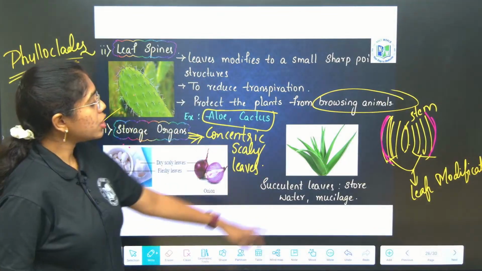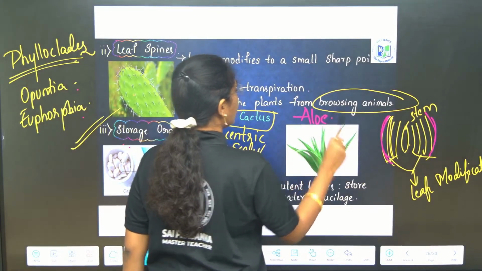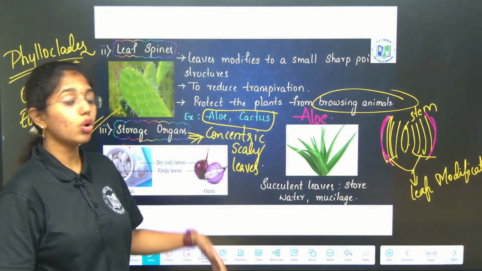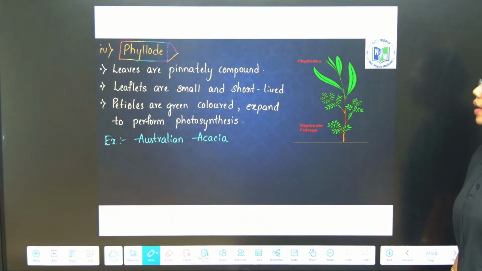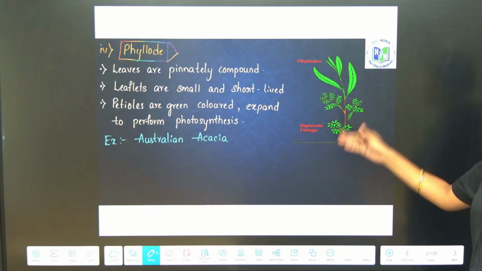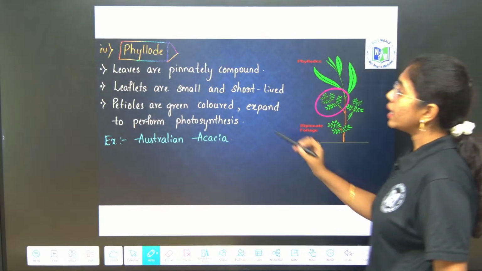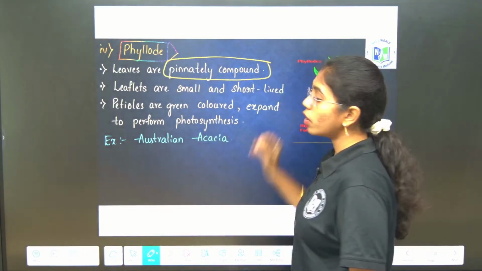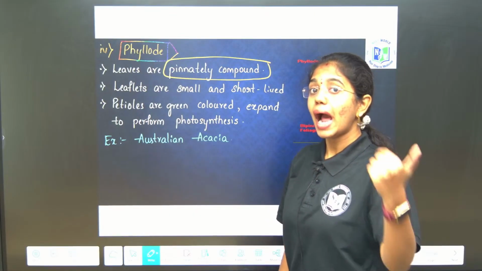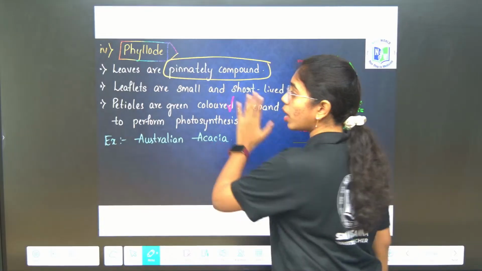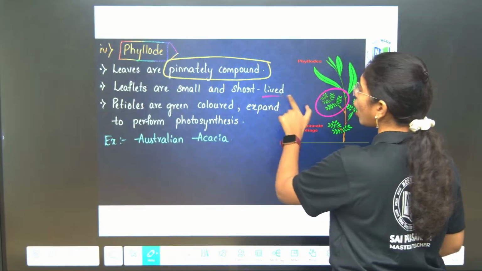Fine, right? And succulent leaves you can see in aloe vera. Okay, aloe vera has succulent leaves which store water and mucilage. And then phyllodes, where leaves are pinnately compound and leaflets are small and short lived. You should not get confused between these two modifications, phylloclade of stem and phyllode of leaf. This is a different modification, where leaves are pinnately compound and leaflets are short lived over here.